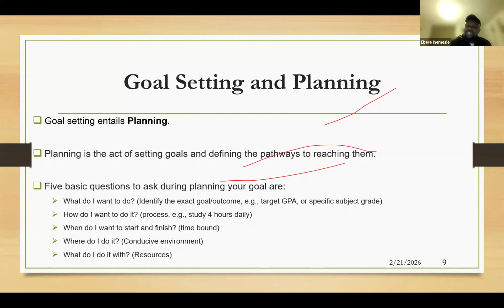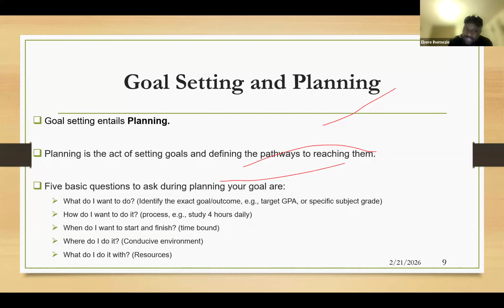And this environment is not just a place, it also means your type of friends, the kind of friends you keep in school. Are they those that will help you, or those that will distract you along the way? And then next is, what do I do with it? What resources do I need in order to achieve this?